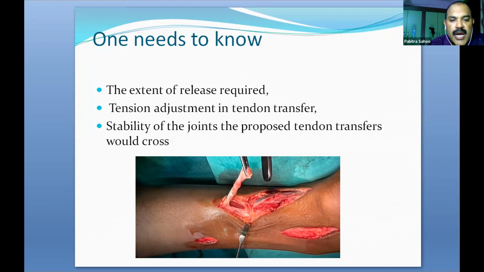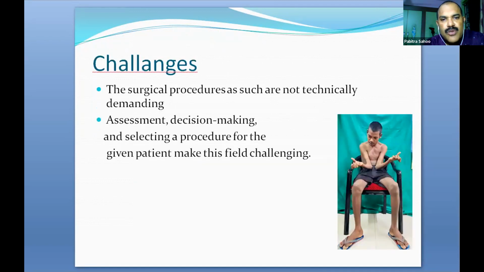Moreover, the child uses the hand during bimanual activities. So there is also the dominant side; one should see whether you are going to treat a dominant hand or a non-dominant hand. So there are certain challenges, especially when you are dealing with a spastic hand in cerebral palsy. The surgical procedures as such are not technically demanding. These are very simple procedures, everybody can do. But unless you have properly assessed, unless your decision making is clear, and selecting the procedure for the given patient, that makes this field challenging.